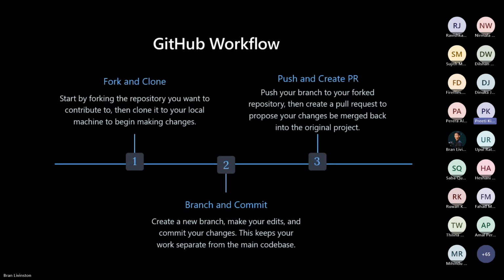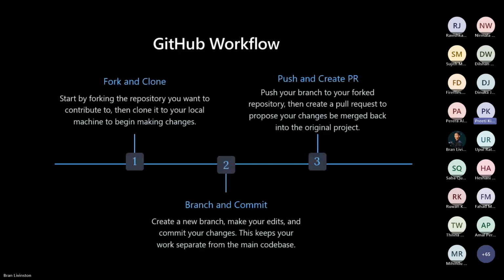I have the environment of the project set up on my local machine too by cloning it. Now the second step is to create a branch where I will make my changes. After making changes to it, I will commit them. Commit is nothing but saving our changes. This branch keeps our work separate from the main code base, as we have seen in the previous slide, that illustration of the main branch and new branch.